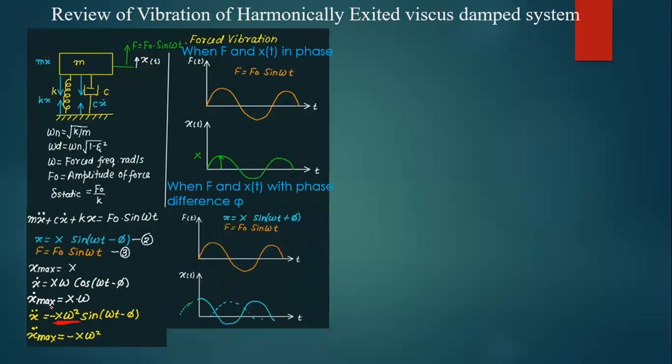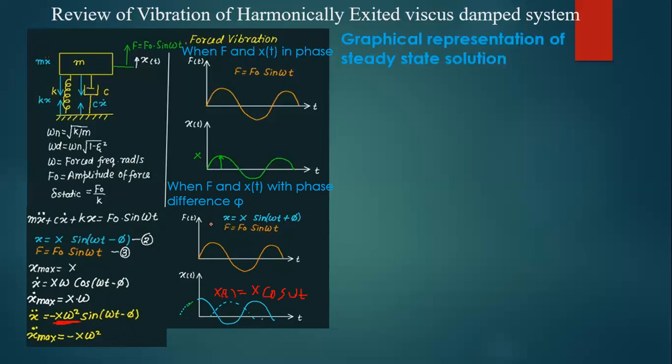So we are going to use some graphical methods. This is the out of phase case. F is F naught sine omega t, and x of t is X cos omega t. Then it is called out of phase. X is equal to X sine of omega t plus phi, and F naught sine omega t. So this phi is the phase difference here, and it is out of phase by pi. That is the phase difference.